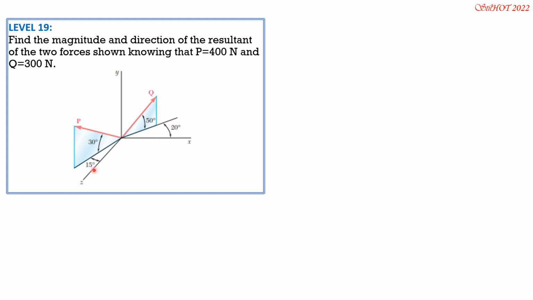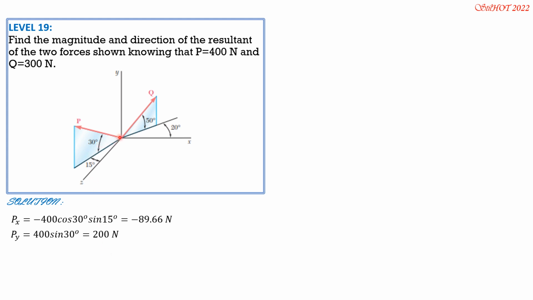So for Px, this is the component, negative, so we compute this first. This is P, 400 cosine 30. Then Px is opposite to 15, so times sine of 15. So Px is negative 400 cosine of 30, times sine 15, so negative 89.66 newtons. Py is upward, so it's just 400 sine of 30 or 400 cosine of 60, because theta y of P is 60. So it's 200 newtons.